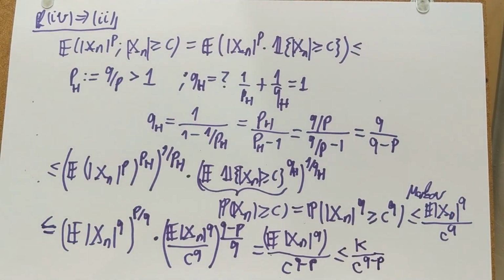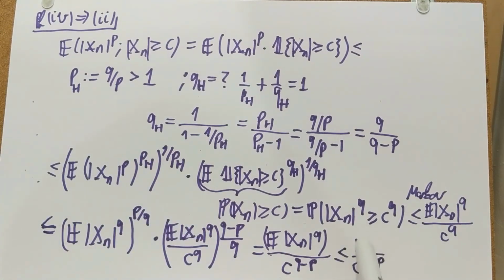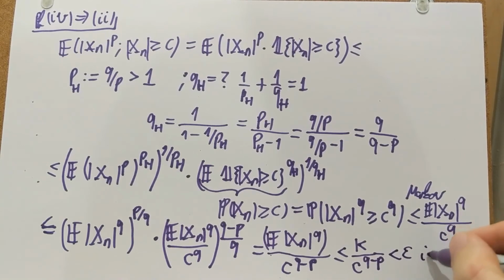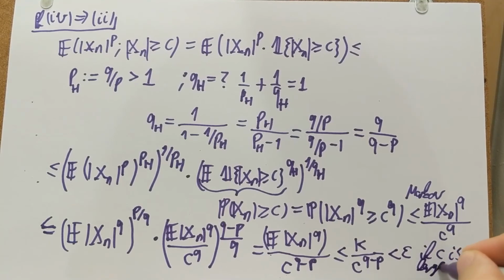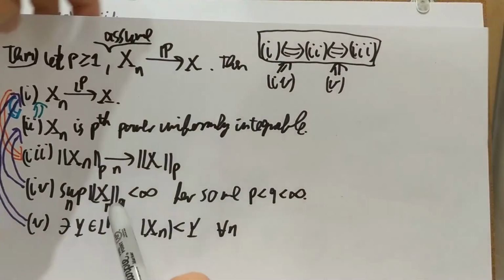So if now I take a c large enough, then I can make this as small as I want, and that's exactly uniform integrability. There is no n dependence on the right hand side, so I can as well take a sup in front of the whole business. It's still smaller or equal to that absolute constant over c to the q minus p, which I can make arbitrarily small. So I can make this smaller than epsilon if I pick c large enough. And that proves uniform integrability under the assumption that the supremum of the q norm is finite, which was number 4. Okay, so under this assumption.